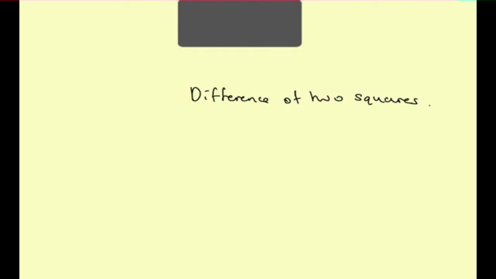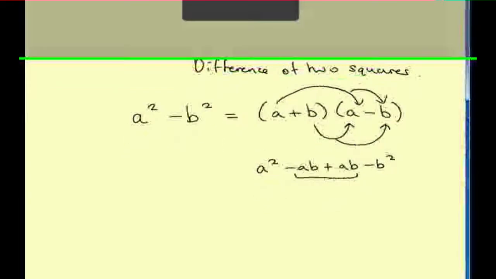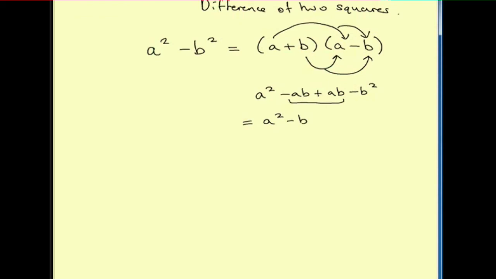So, what exactly do we mean by this? Well, let's say I've got a squared minus b squared. It can be reduced into two simple brackets as a plus b and a minus b. To prove this, if we expand the brackets, we get a squared minus ab plus ab minus b squared, and these two here cancel out, resulting in a squared minus b squared.